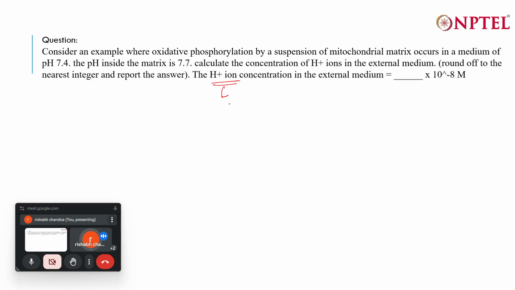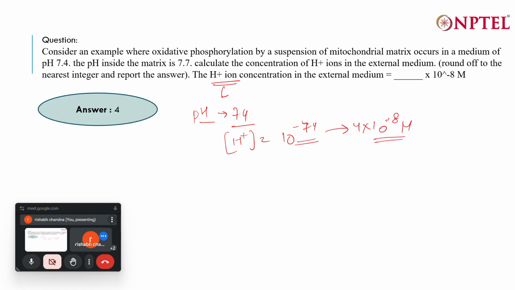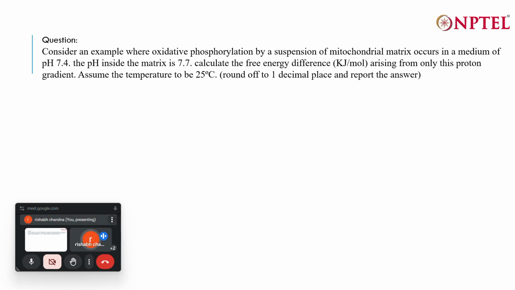Okay, so similar to the last question, the pH of the external medium is 7.4. So the hydrogen ion concentration for that medium would be 10 to the power minus 7.4. So this would result in 4 into 10 to the power minus 8 molar. Okay, yes, similar, 4 into 10 to the power minus 8 molar. So let's move on to the next question.